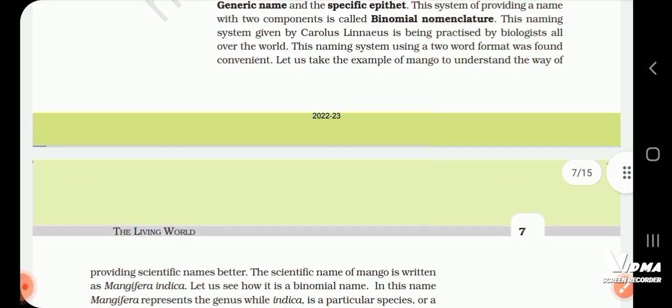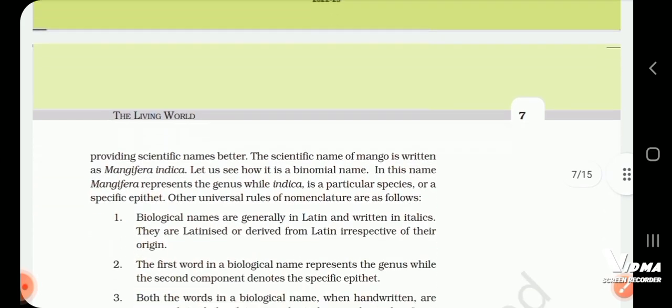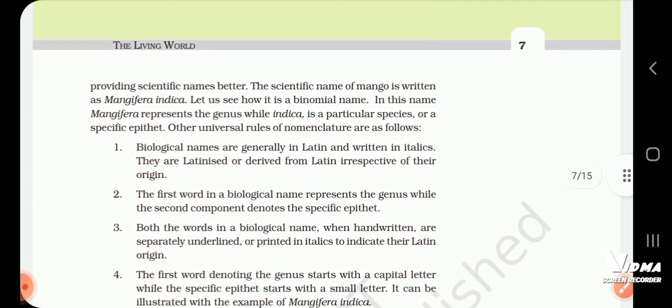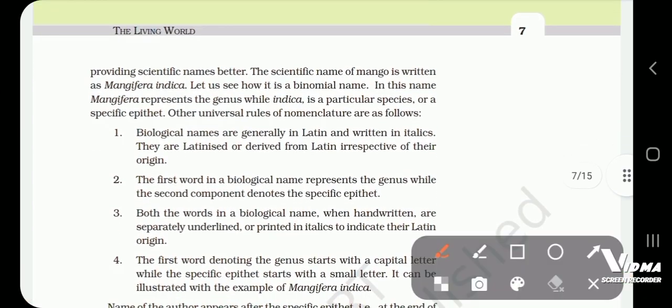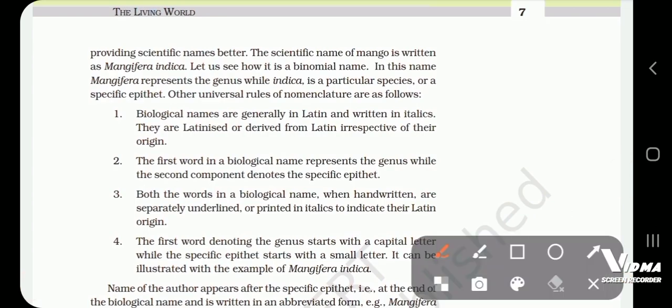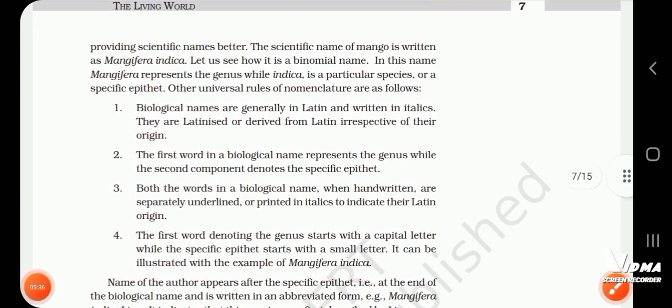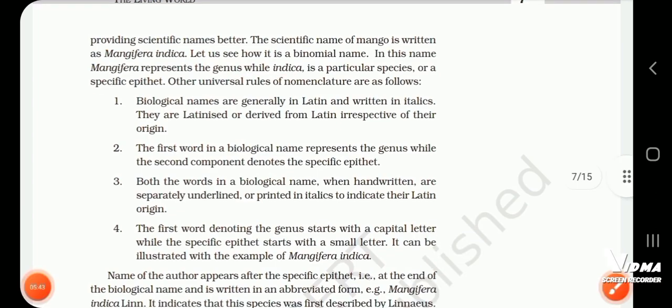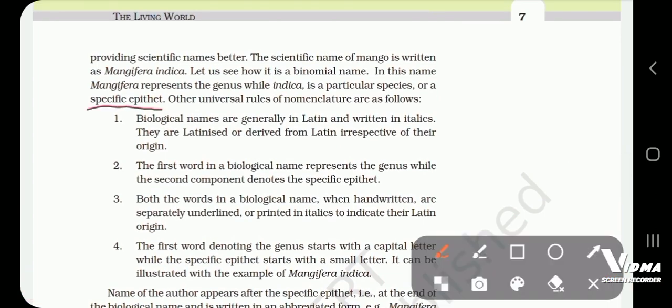Let us take the example of mango to understand the way of providing a scientific name better. The scientific name of mango is written as Mangifera indica. Let's see how it is a binomial name. In this name, Mangifera represents the genus, while indica is a particular species, also known as the specific epithet.